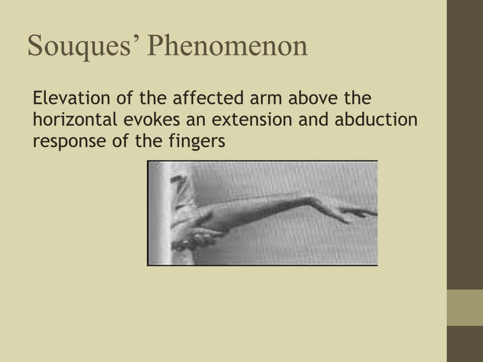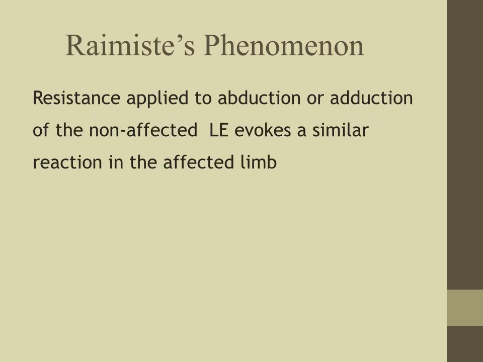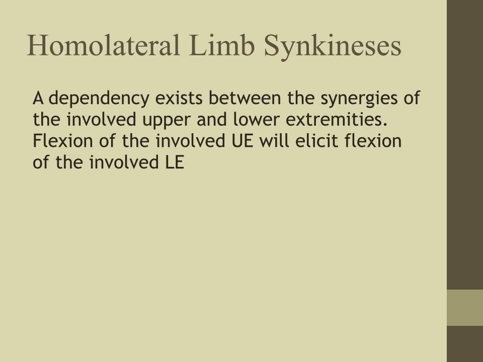The Souques phenomenon is demonstrated by elevating the affected arm above the horizontal level, which evokes an extension and abduction response of the fingers. The Raimiste phenomenon shows that when resistance is applied to abduction or adduction of the non-affected lower extremity, it evokes a similar reaction in the affected limb. And in the homolateral limb synkinesis, a dependency exists between the synergies of the involved upper and lower extremities. Flexion of the involved upper extremity will elicit flexion of the involved lower extremity.